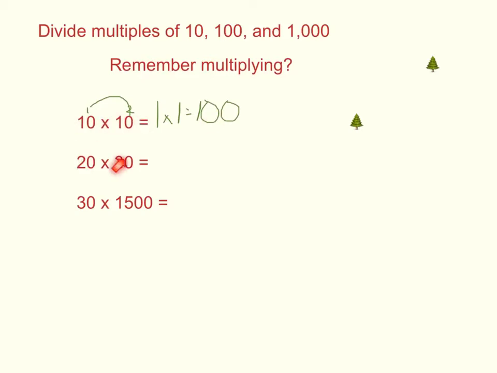And on 20 times 30, we do the basic math fact. 2 times 3 is 6. And we have 1 zero, 1 zero, 2 zeros. We just slapped on 2 zeros.